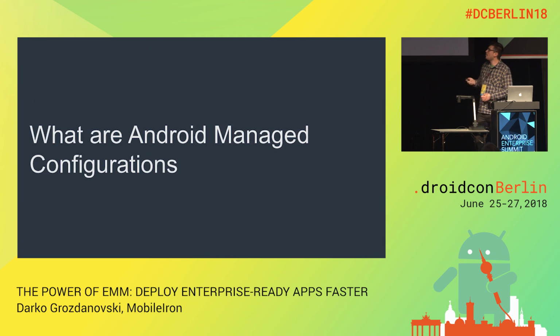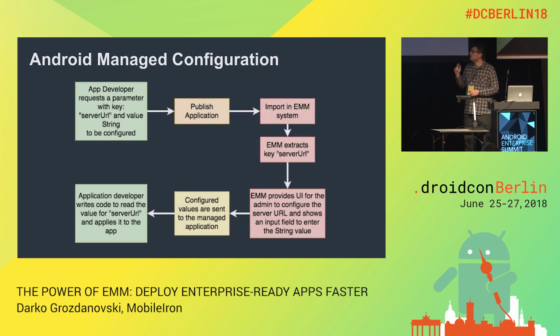So what are actually managed configurations, right? The process would go something like this. So you as an app developer, you would require something like a server URL to be configured for your specific application, right? The organization set up your solution on premise or somewhere in a private cloud. You need to customize this URL. So instead of building a separate version of your application, a separate fork, there is another option. That option is to use managed configurations.